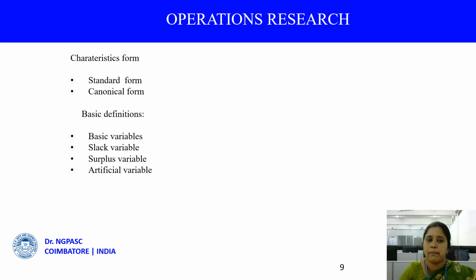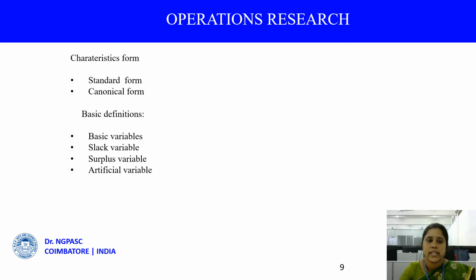Next, we define the basic definitions. Here we recall the basic definitions one by one: basic variables, slack variables, surplus variables, and artificial variables. The first one is the basic variable. The basic variables are the decision variables x1, x2, etc. up to xn. Next is the slack variable. We introduce it in the constraints only. If the constraints are given in less than or equal to type, we have to convert them into equality type.